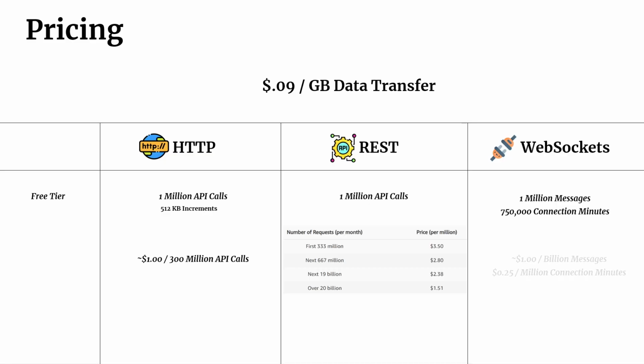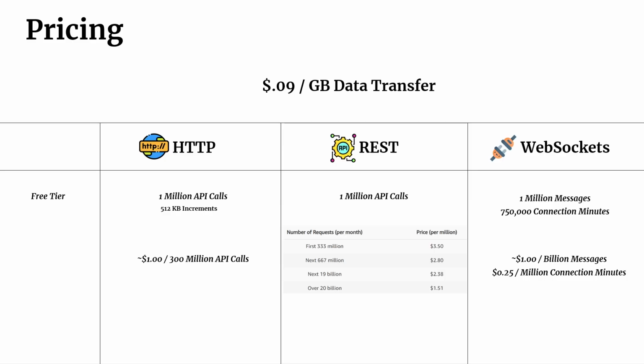And for WebSockets, it's simple. It's $1 per billion messages, approximately. They do have a blended usage profile as well, but it's not very far off from $1. And then it costs 25 cents per million connection minutes. And so this is how pricing is set up for API Gateway.